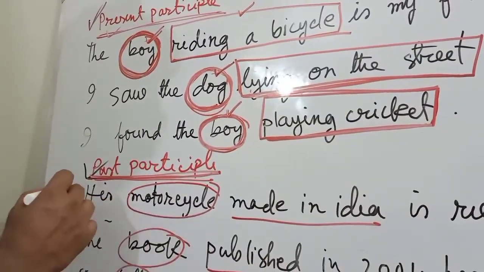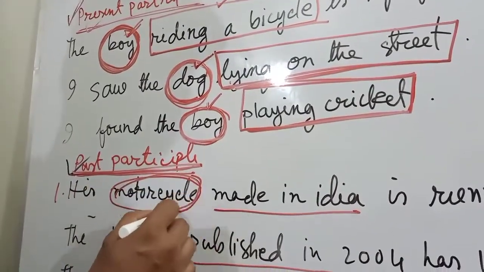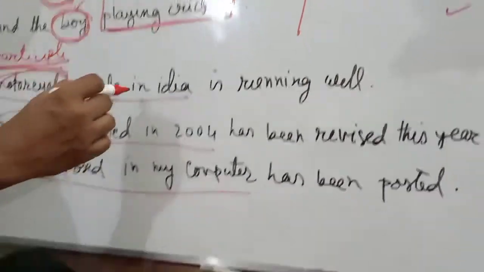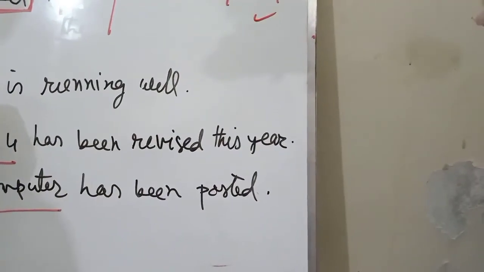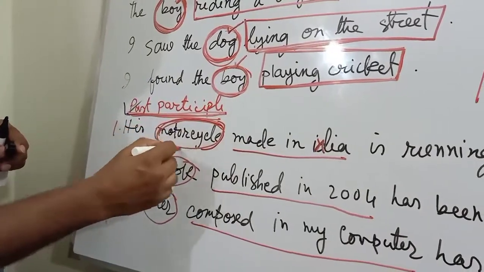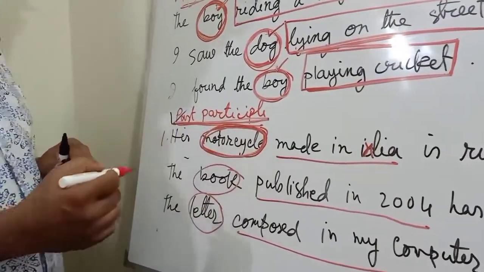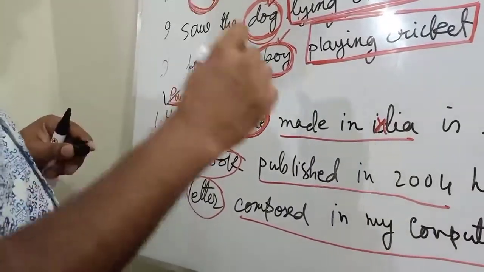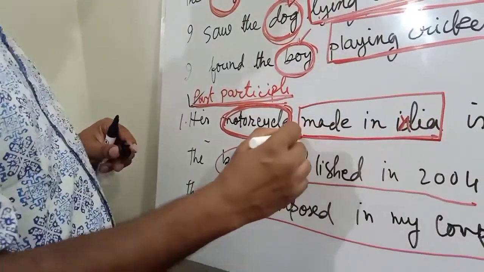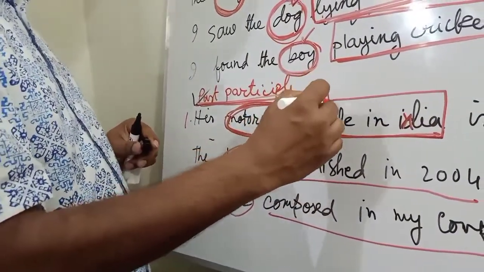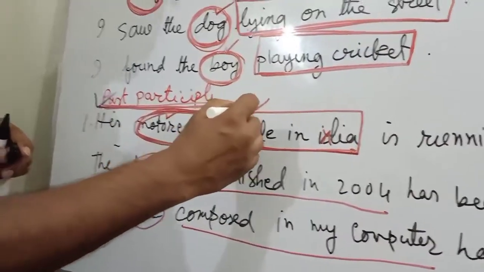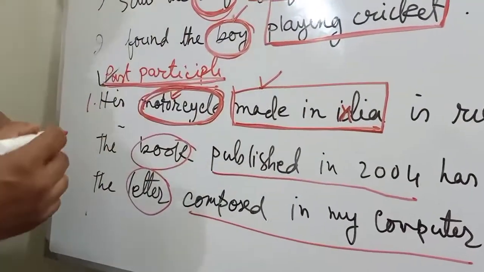Number 1, his motorcycle made in India is running well. His motorcycle made in India is running well. Here, motorcycle is the head word to be modified. Which motorcycle? That is made in India. "Made in India" is a past participle phrase. This past participle phrase is giving extra information about the motorcycle and modifying the word motorcycle.